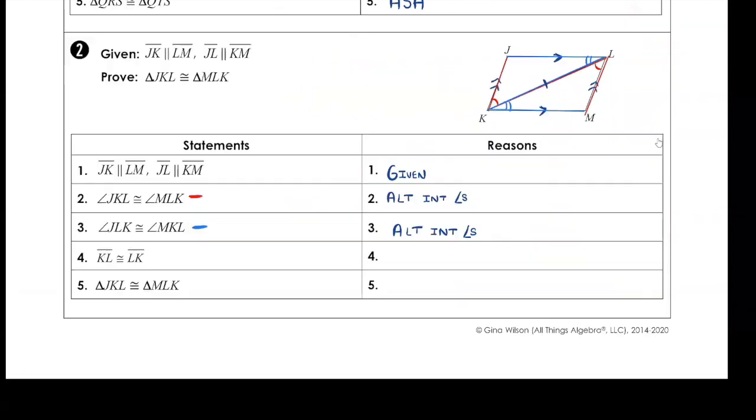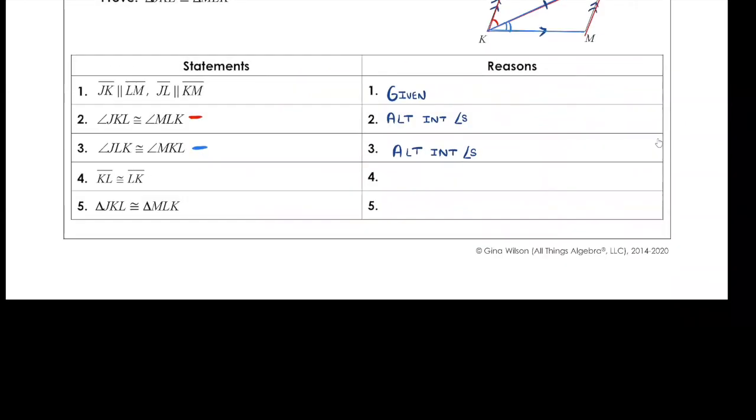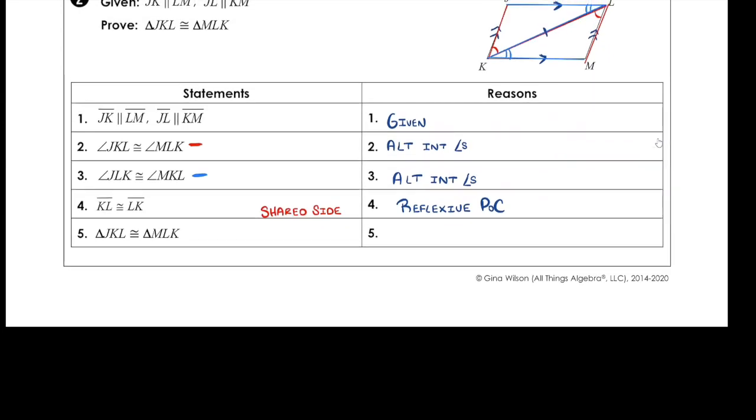Okay, how did y'all know KL was congruent to LK? Why? Shared side. It's our reflexive property of congruence because it's a shared side. All right, JKL is congruent to MLK. How do we know that? Angle, side, angle.